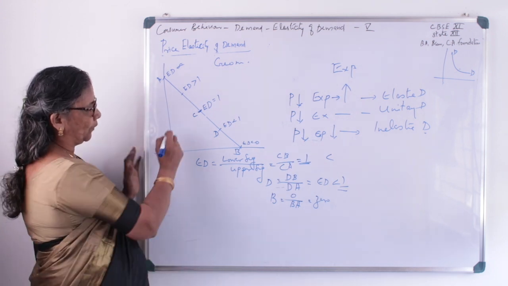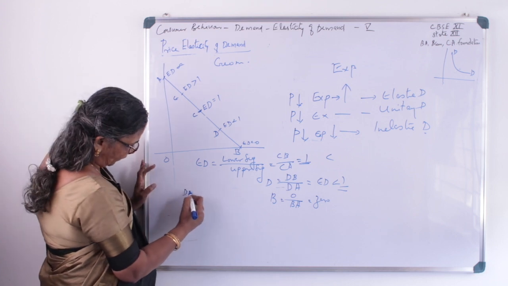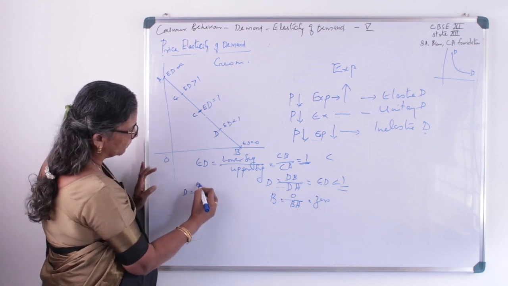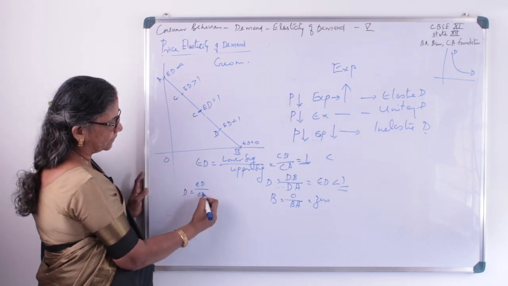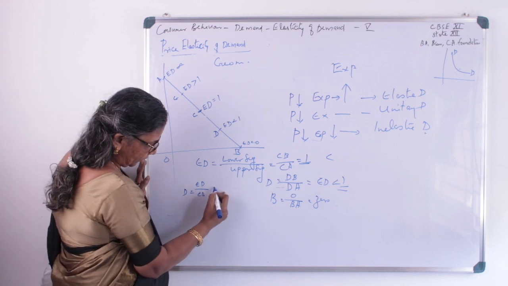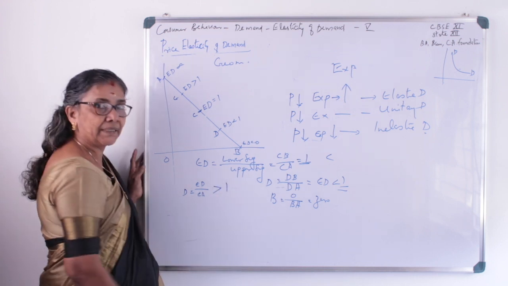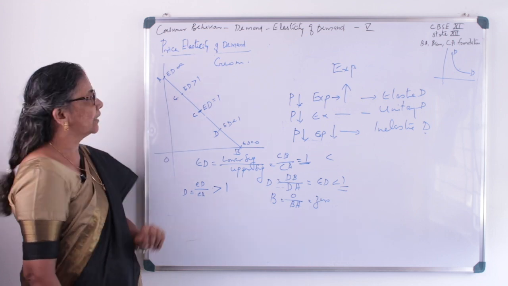Then here at point E, EB divided by EA. That is a larger portion divided by a smaller portion, definitely you will get more than 1 as the answer. So elasticity of demand is more than 1.